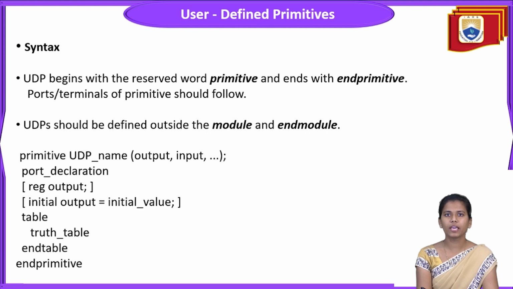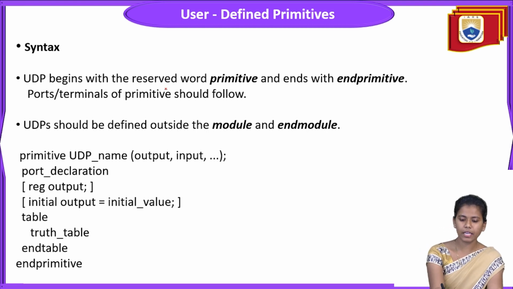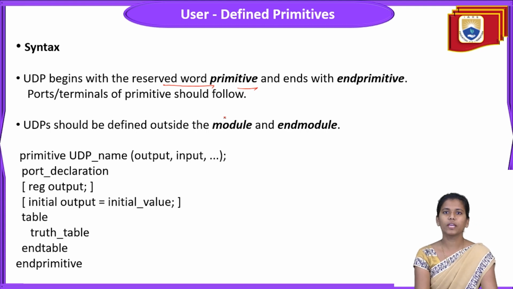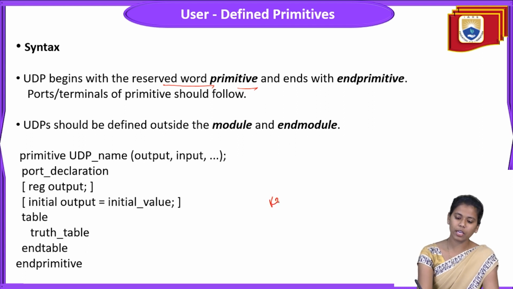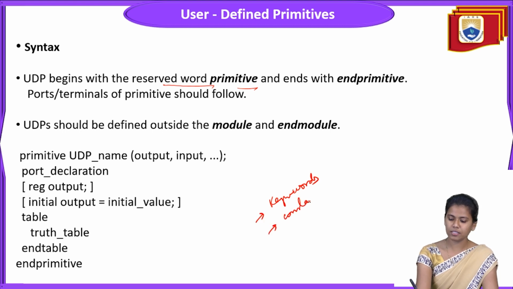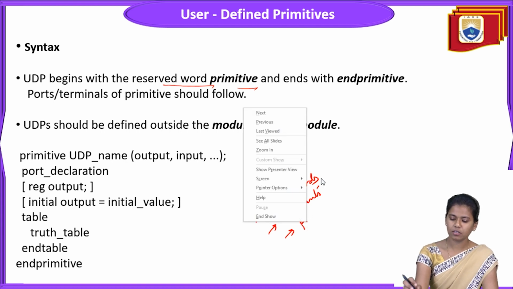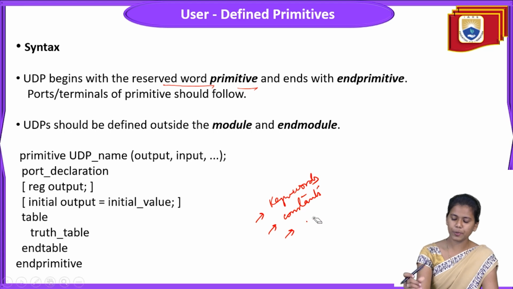Coming to the syntax, we see the UDP begins with the reserved word primitive. In the previous sessions, we discussed keywords and some lexical tokens, constants and keywords, totally 11 lexical tokens.